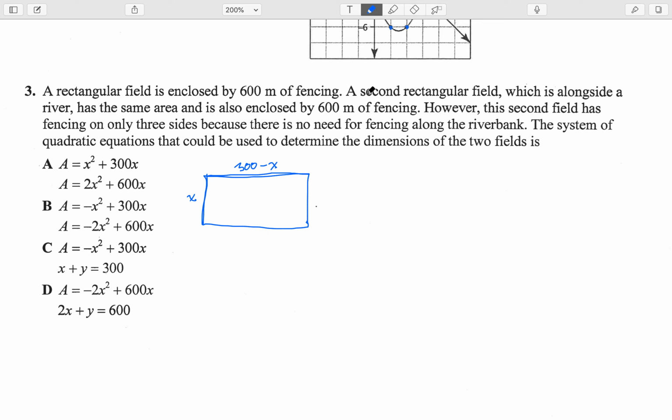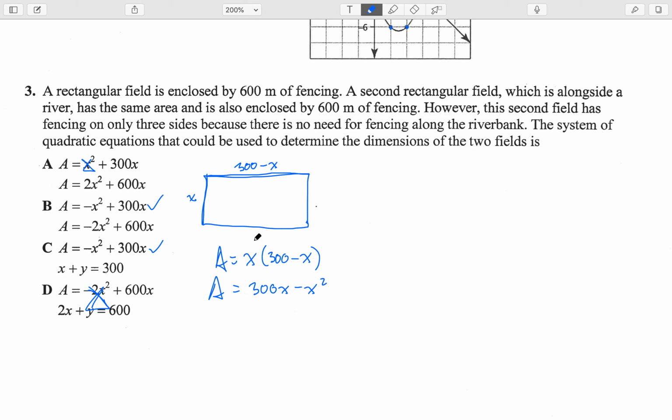Okay. It says a second rectangular field, which is alongside a river, has the same area. So the area here is really x times 300 minus x. Expand that all out. I'm going to get an equation here. A is equal to 300x minus x squared. Or in other words, minus x squared, that's plus x squared. That one's definitely wrong. Area is minus x squared plus 300x minus, oh, that one could work. Minus 2x, oh yeah, it's definitely no. It's not that one. So it's either got to be B or C.